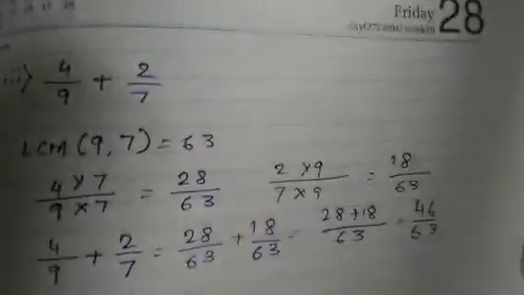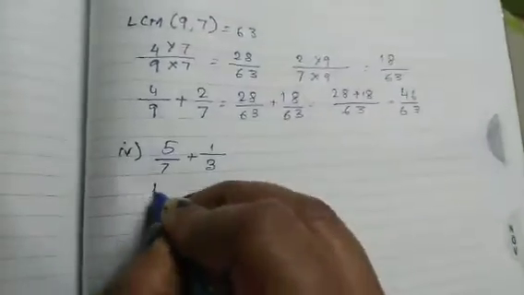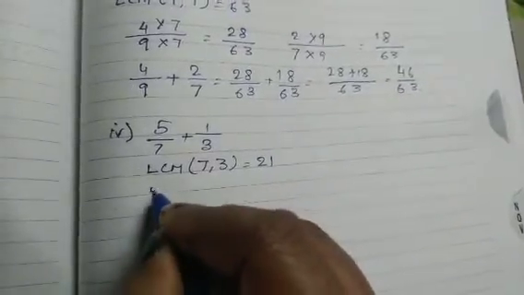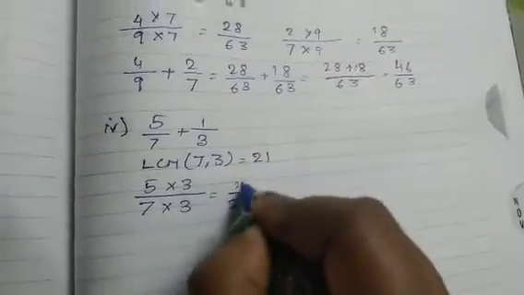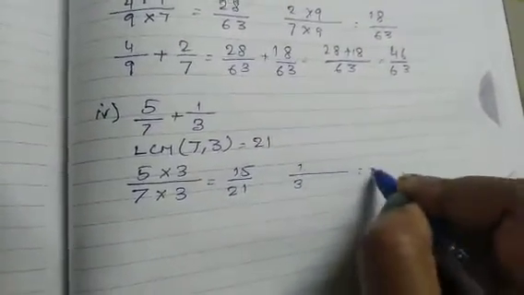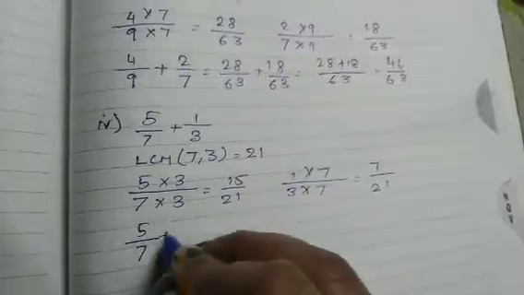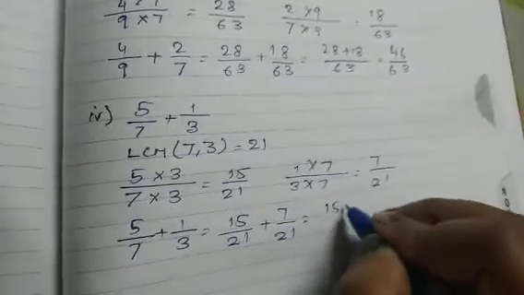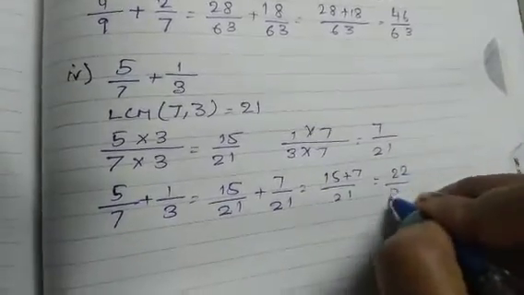Okay? Fine? Clear? Now, next question. Question number 4. Again, let us solve the sums together so that we are very much confident. LCM of 7 and 3 is 21. So what we are doing? 5 by 7, making the denominator 21. 7 3s are 21. Up also I am multiplying with 3. 15 by 21. And 1 by 3, if I want to make the denominator as 21, into 7. 7 by 21. So 5 by 7 plus 1 by 3 is equal to 15 by 21 plus 7 by 21. So 15 plus 7 by 21. So that is equal to 22 by 21.